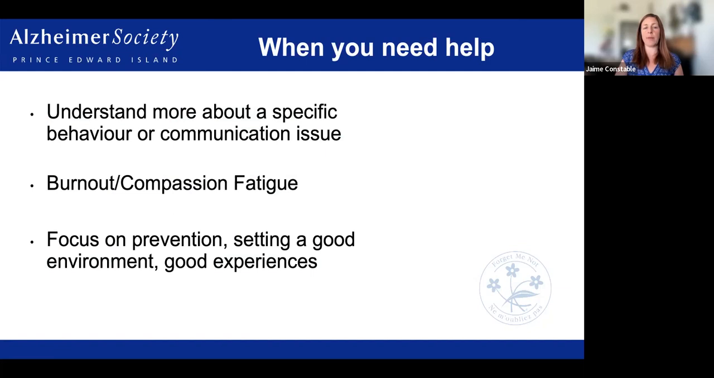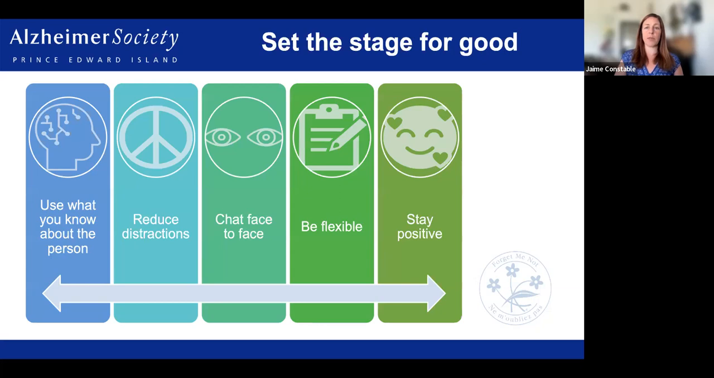So what I meant to say there is that sometimes it's not about going straight at the behavior that's happening. It's about changing some of the other environment, and then that behavior itself will resolve over time as the person's well-being increases, their sense of calm and peace. The next few slides are just looking at, okay, how do we set the stage for good to create a really positive environment for the person living with dementia?